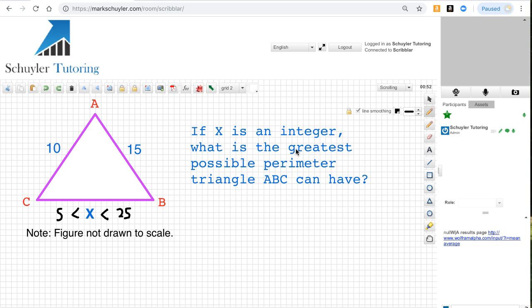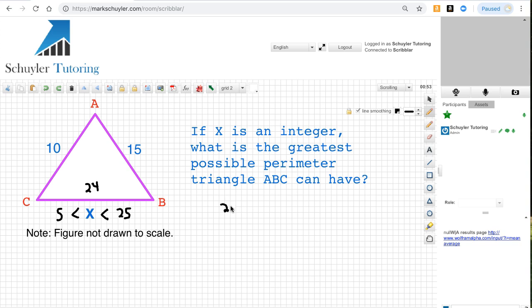But we want it to be the greatest perimeter. The perimeter is the outside of the region all added together. In a triangle's case, we have to add all three sides. We want to maximize it. We want it to be as great as possible. But it would be a terrible mistake to put in the number 25 for this. It can't be 25. It has to be smaller than 25. And you don't want to go down to something like 24.9 because that is not an integer. So you have to go all the way down to 24.